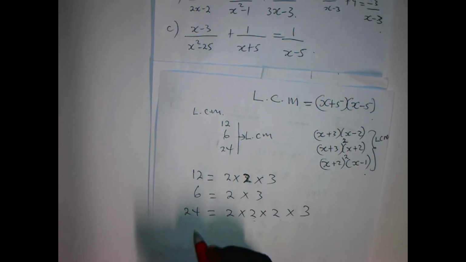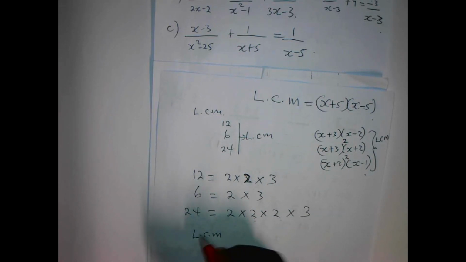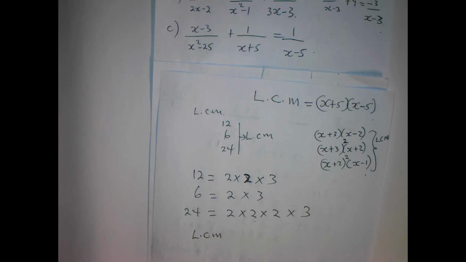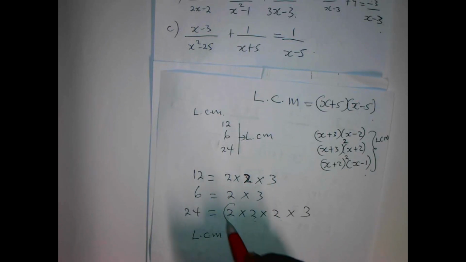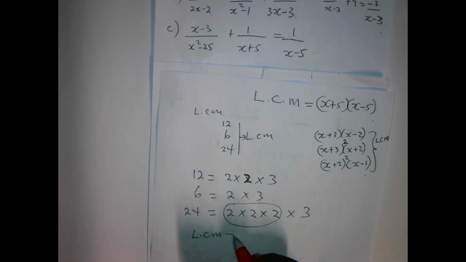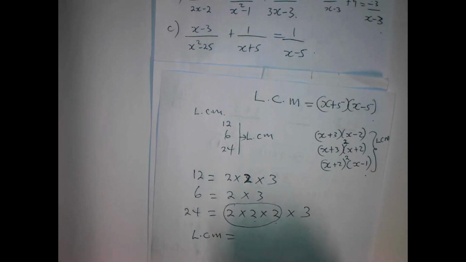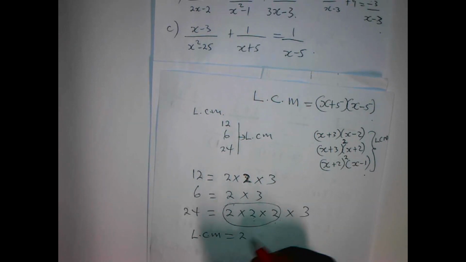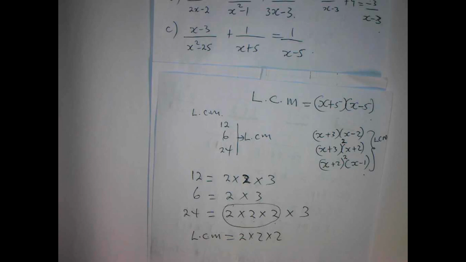So what you do to find the LCM, once you have expressed each as a product of its prime factors, is ask: where do we have many 2's? Here there are 2, here it's only one 2, here there are three. So I will write only this to represent all the other 2's. So it will be 2 times 2 times 2.